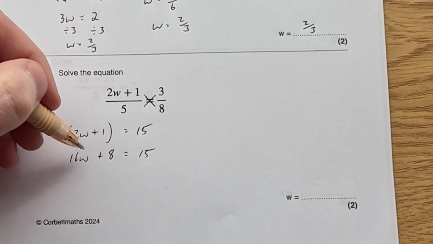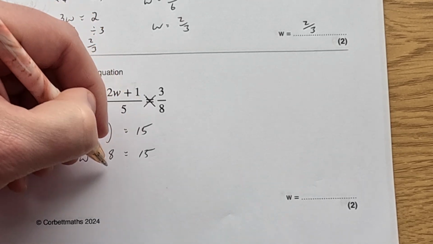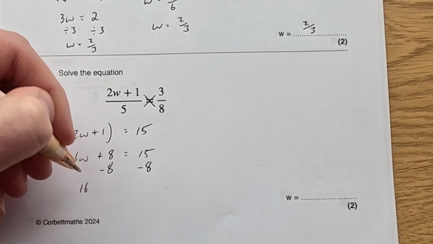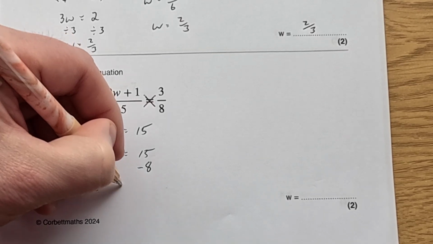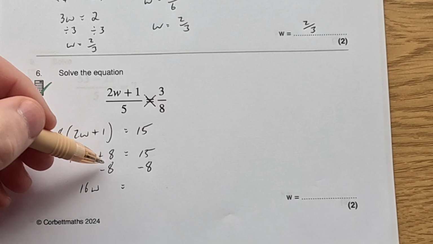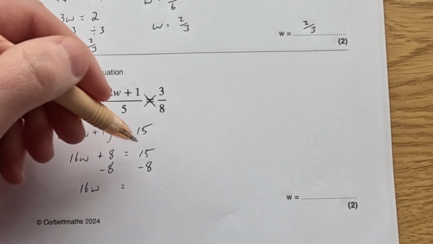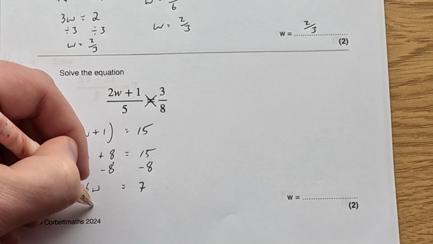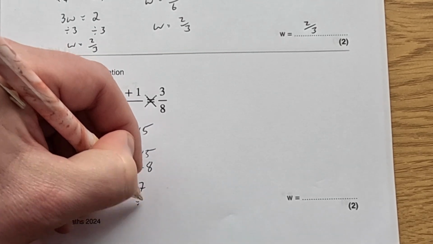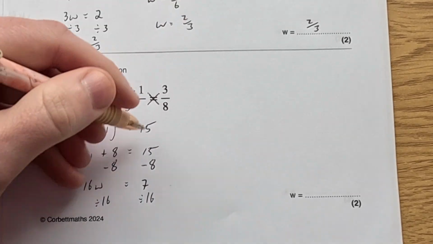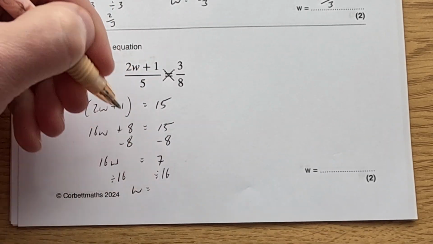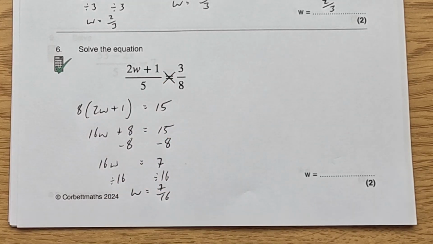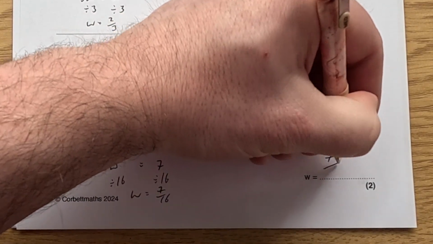So we've got 16w plus 8 equals 15. So let's take away 8 from both sides of the equation. On the left-hand side, we'd be left with 16w. And then on the right-hand side, well, 8 take away 8 is 0, so that's why we're not writing anything there. And then 15 take away 8 is equal to 7. And then finally, we just need to divide by 16 and divide by 16. So we'd be left with, on the left-hand side, w, and on the right-hand side, 7 over 16. So the answer is 7/16.